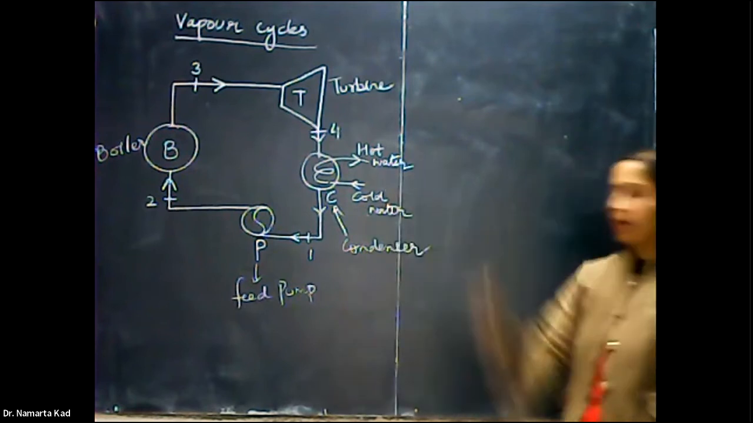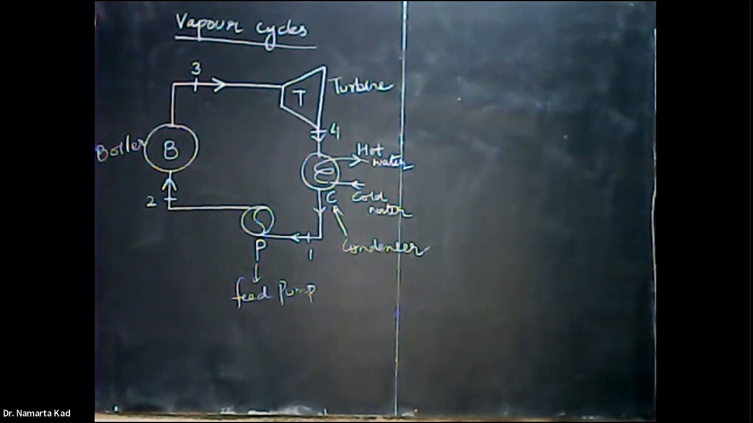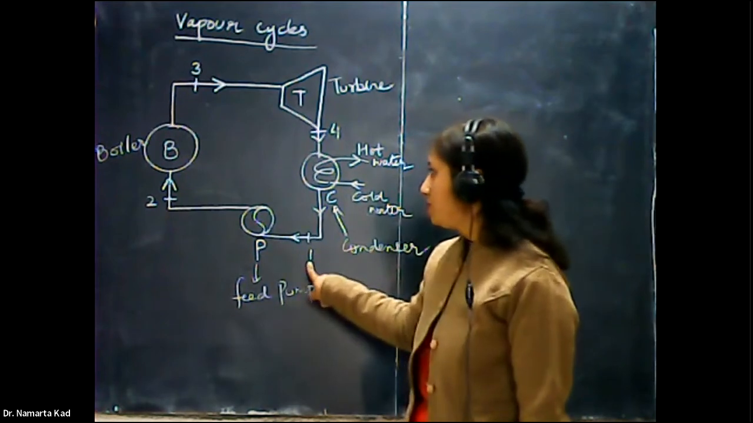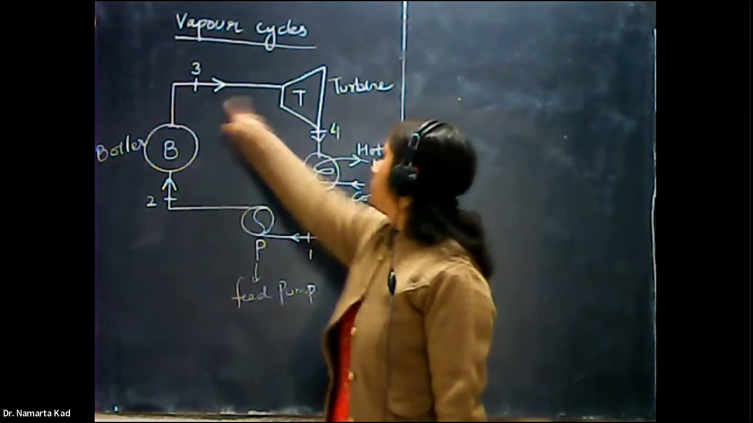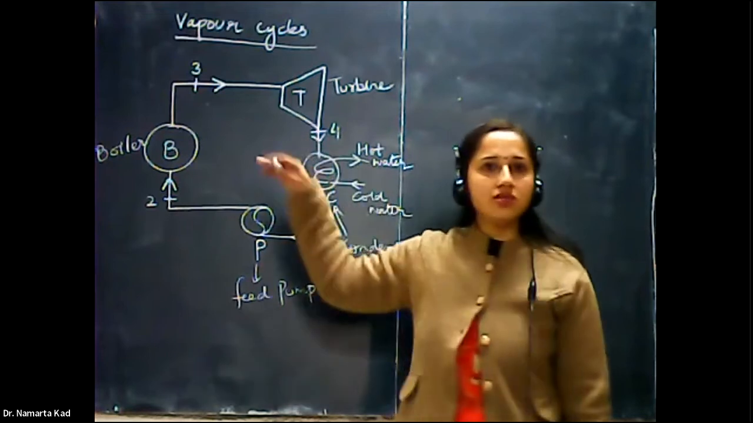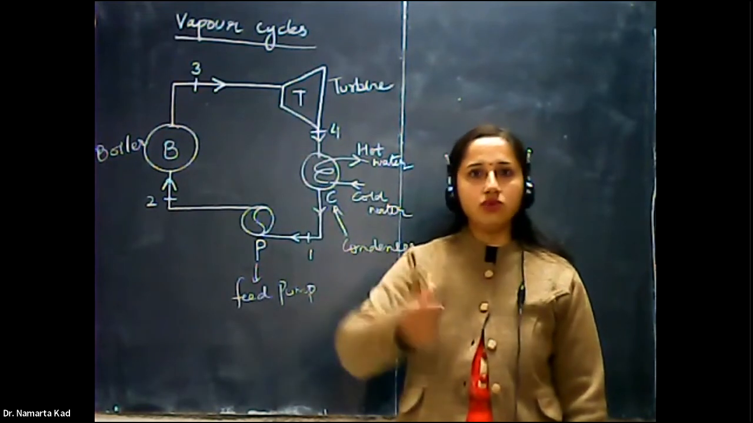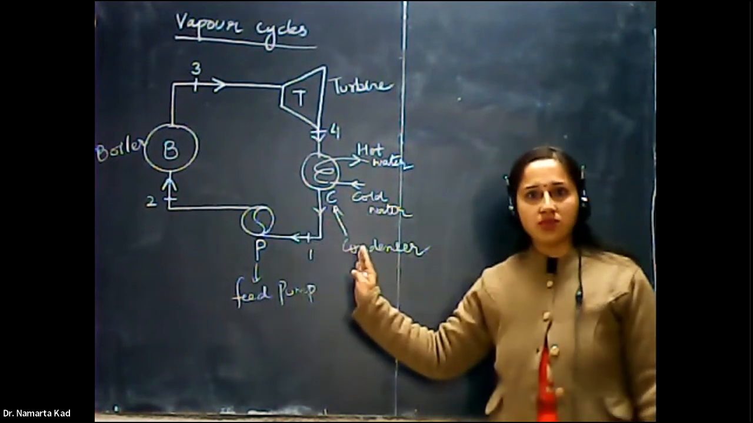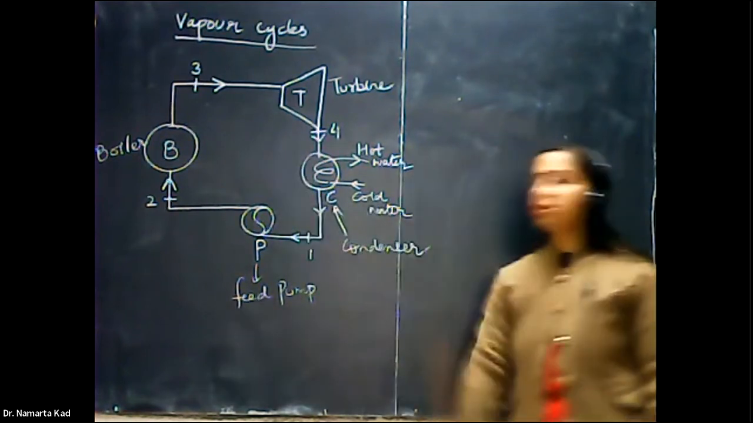Okay, so starting with the first, the steam boiler. The first process is the steam boiler, and as I have written here, you see the numbers 1, 2, 3, 4. These are the different stages that we have to take while doing the working for this vapor cycle. Now starting with the boiler.